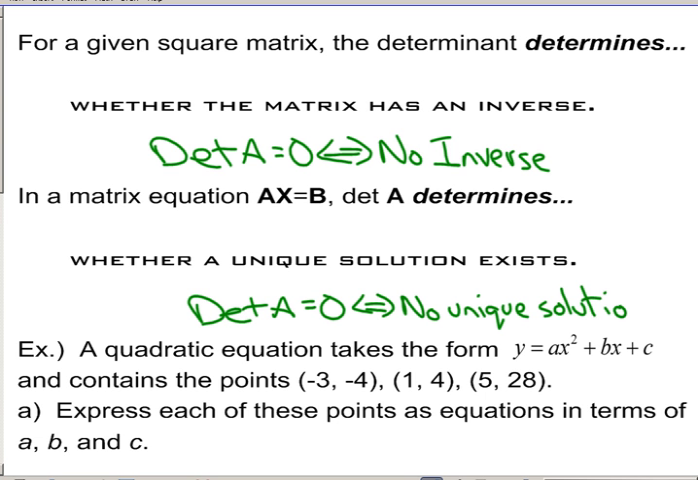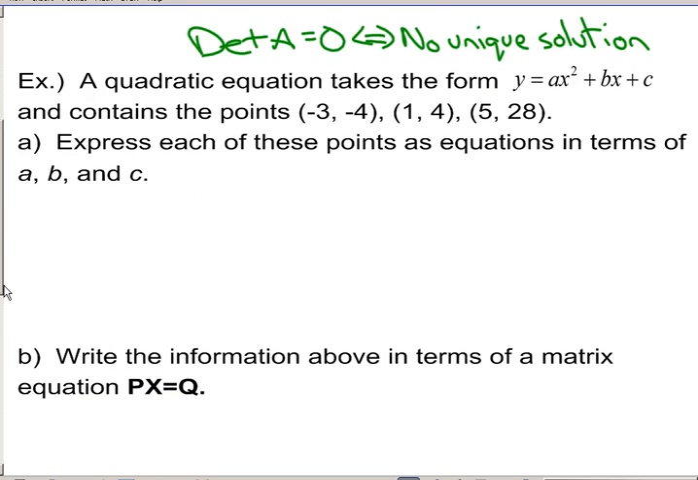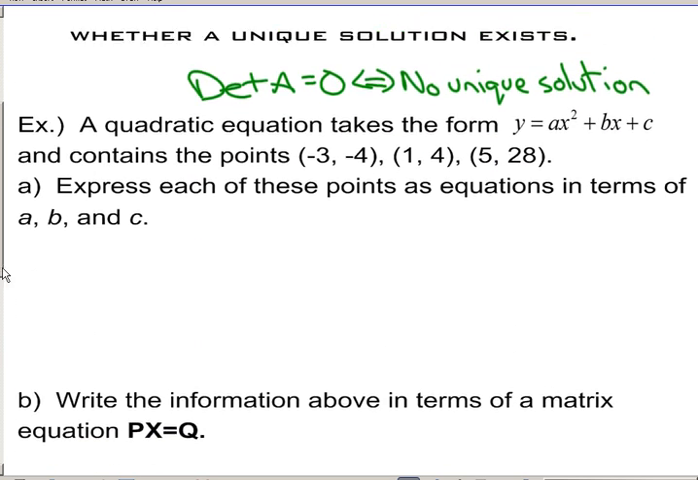So there may be no solution at all, or there may be infinitely many solutions. But we certainly can't use matrix methods to find what x is. Okay, so here would be an example of using matrices in a system of linear equations.